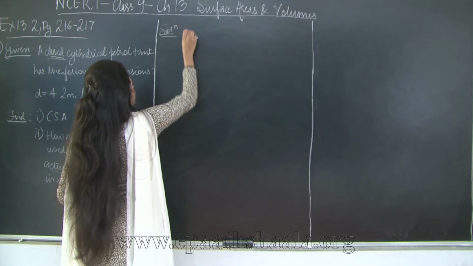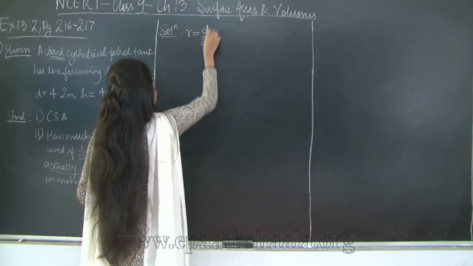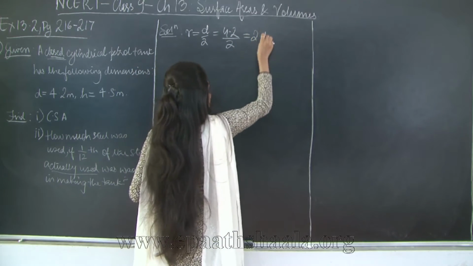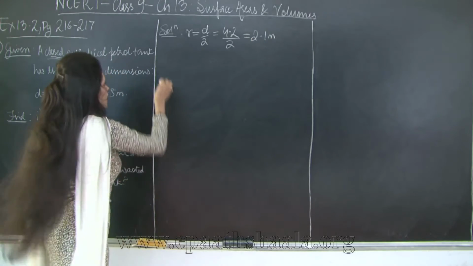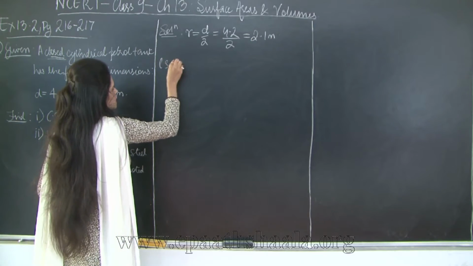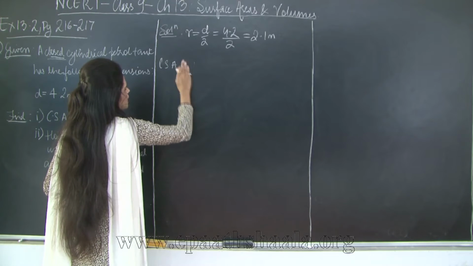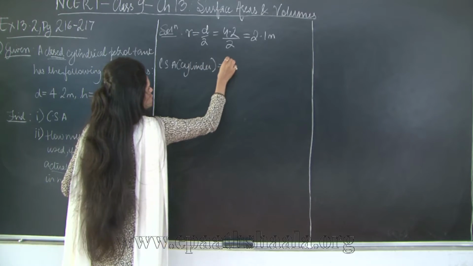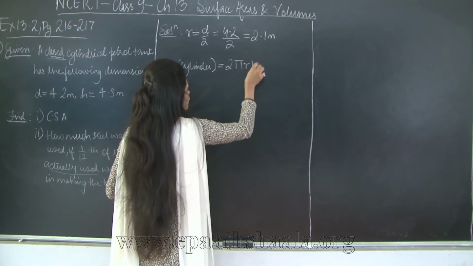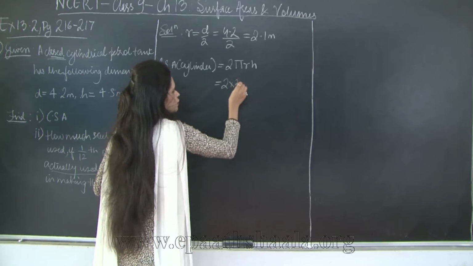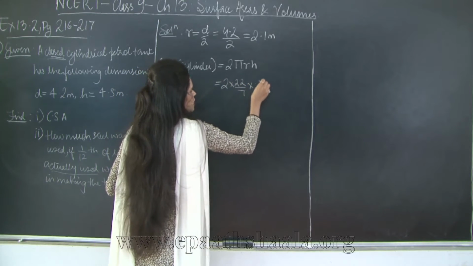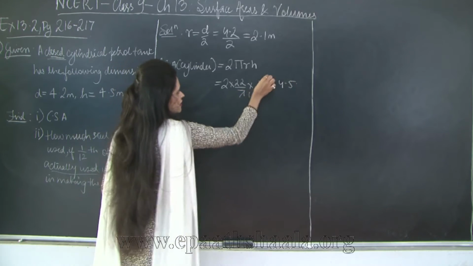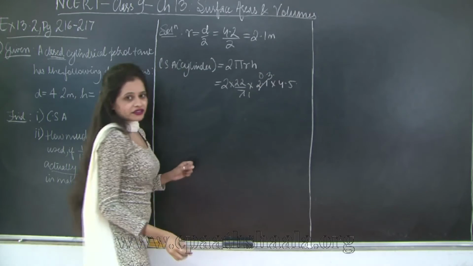First let's find the radius. Radius is equal to diameter divided by 2, which is 4.2 divided by 2, which is equal to 2.1 meters. Correct? Now, curved surface area of cylinder is what? 2 pi rh, which is equal to 2 into 22 upon 7 into 2.1 into 4.5, right? So 7 ones are 7, 7 threes are 21.